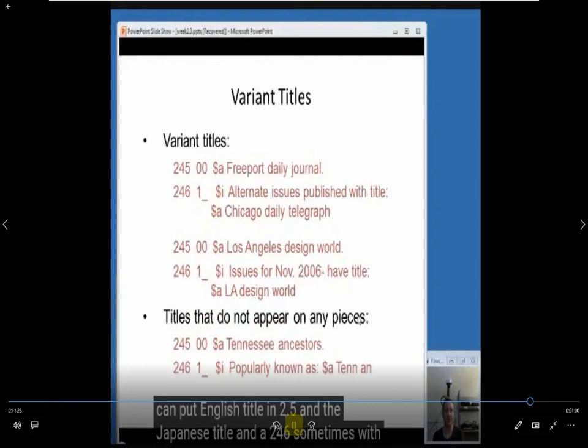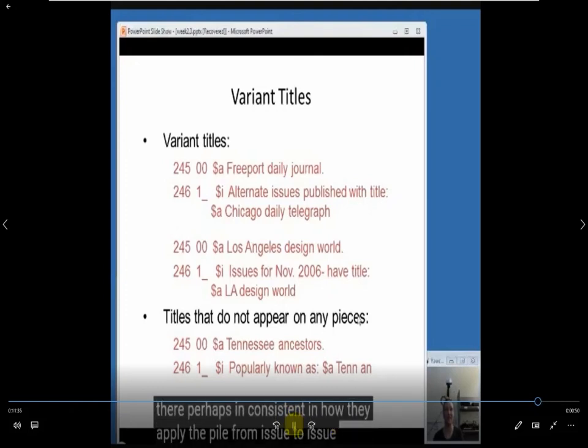Sometimes with serials you'll need to use a 246 if the title varies between issues, if they're perhaps inconsistent in how they apply the title from issue to issue. You could go ahead and do that, such as you'll see in those first two examples.